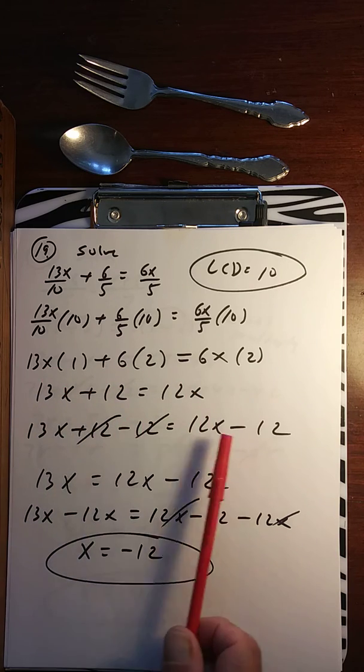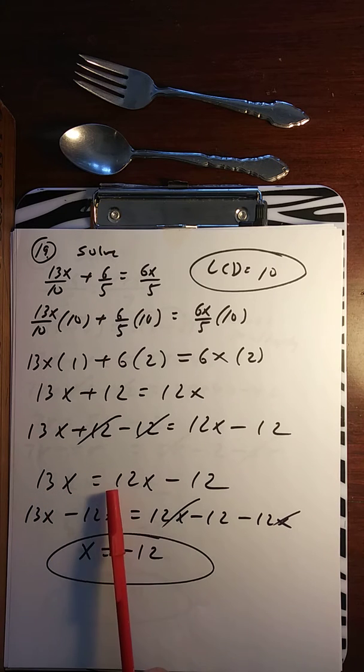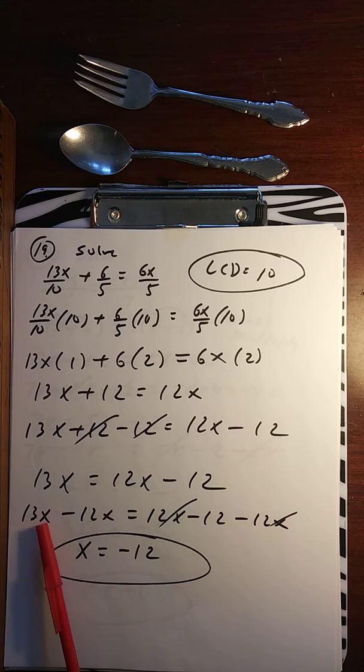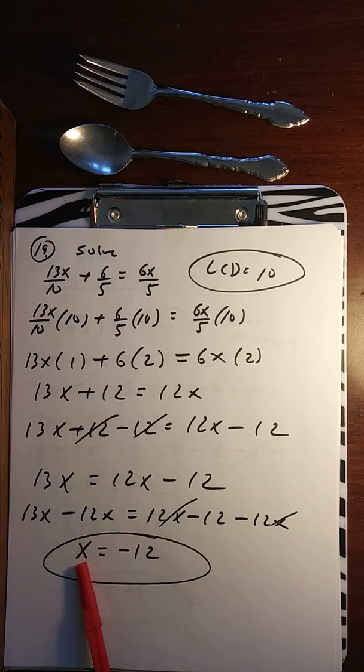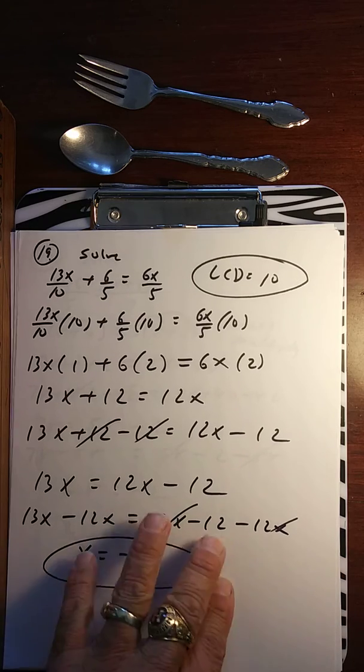Now minus 12, these are gone. 13x equals 12x minus 12. Minus 12x and minus 12x, these are gone. So we have 13x minus 12x is just 1x equals negative 12.